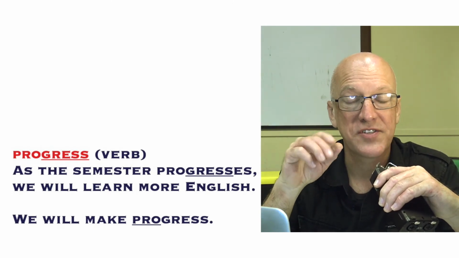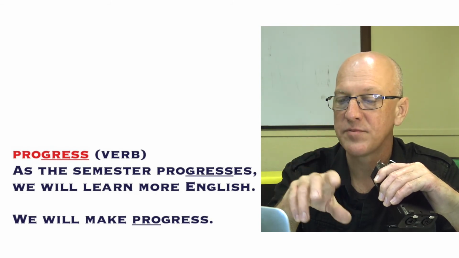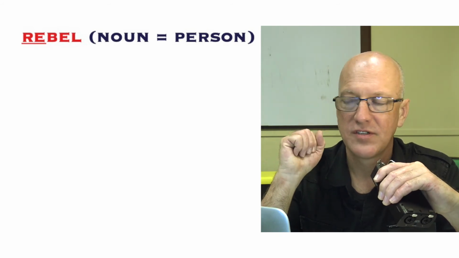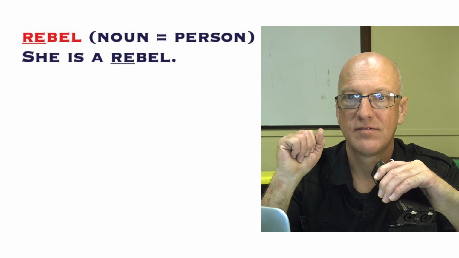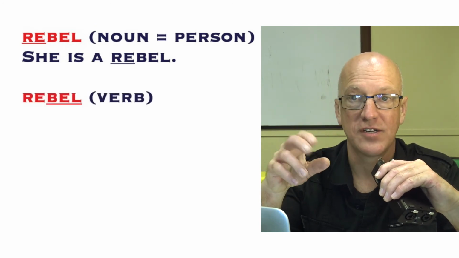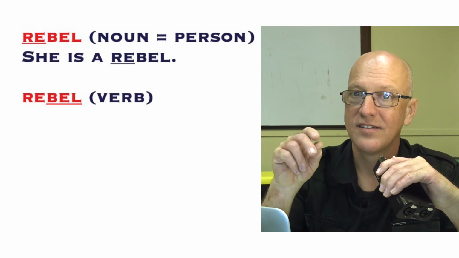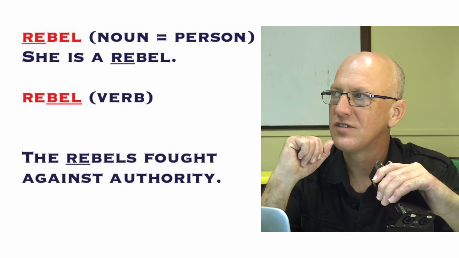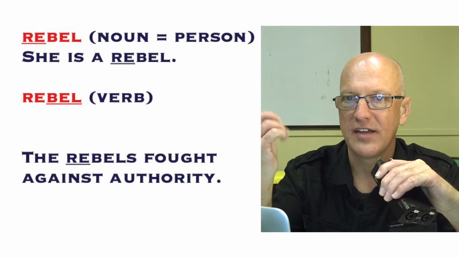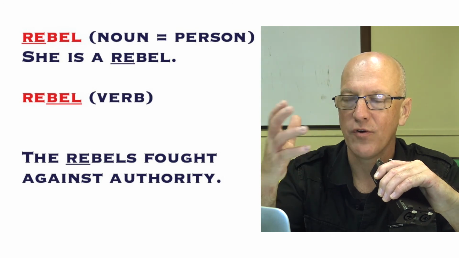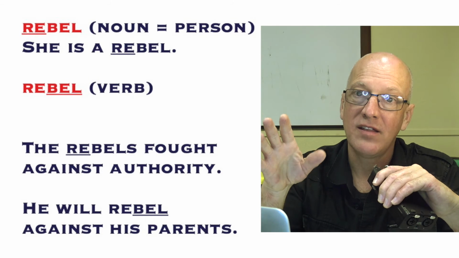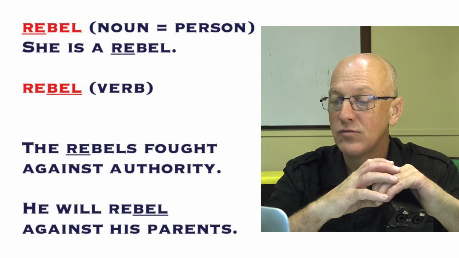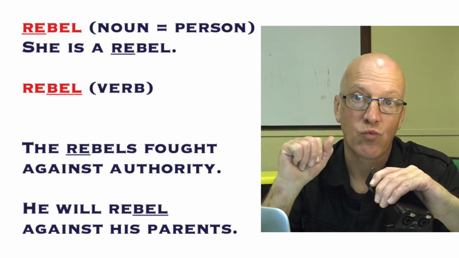Spelled the same way, stressing a different syllable: nouns on the first syllable, verbs on the second. Cool, let's try this very common one. Everybody say rebel. She is a rebel. It's on the first syllable. How about the action? How do you say it? That's it. Rebel, right? The rebels fought against authority. He will rebel against his parents. Okay. Rebel means to fight against authority. It means the same thing. A rebel is a person.